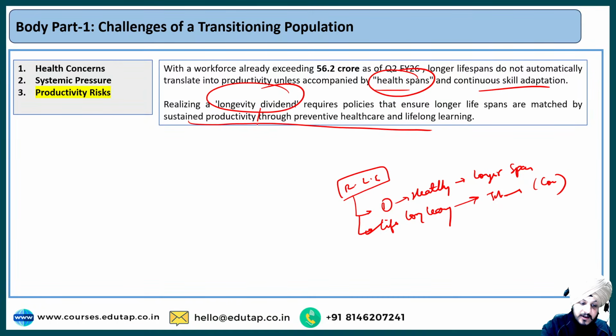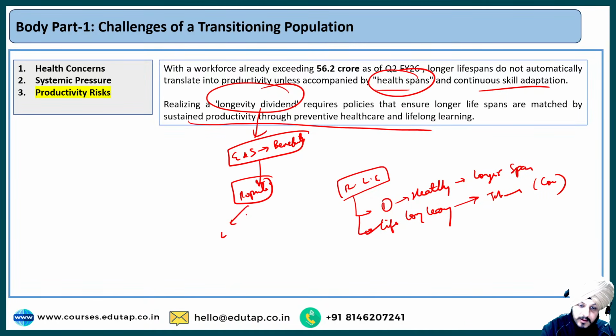Here, longevity dividend means what? It basically refers to the economic and social benefits that result from a population that is living longer, living healthier, and I would say living more productive too. When a population lives longer, healthier and productive, the economic and social benefits that the economy gets are known by the term longevity dividend, right?